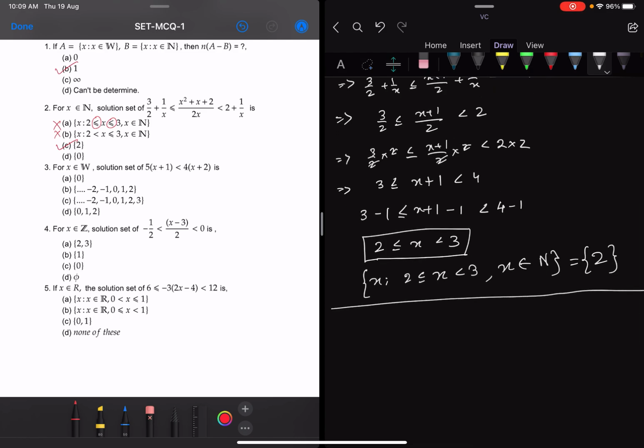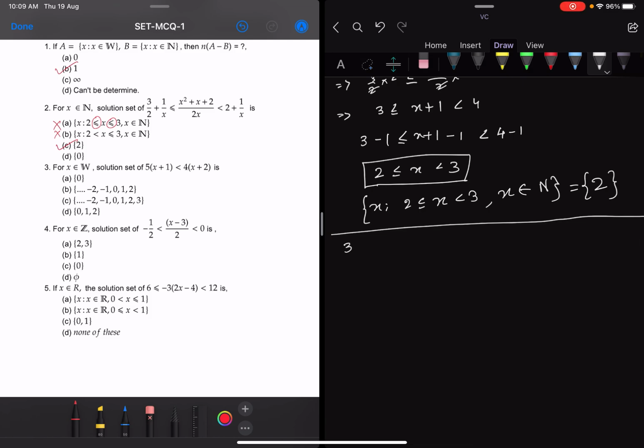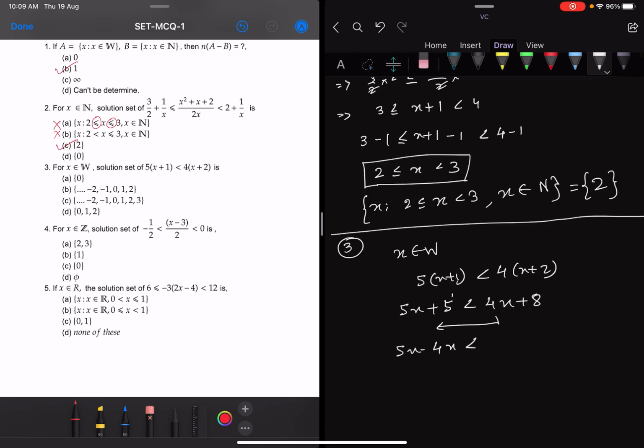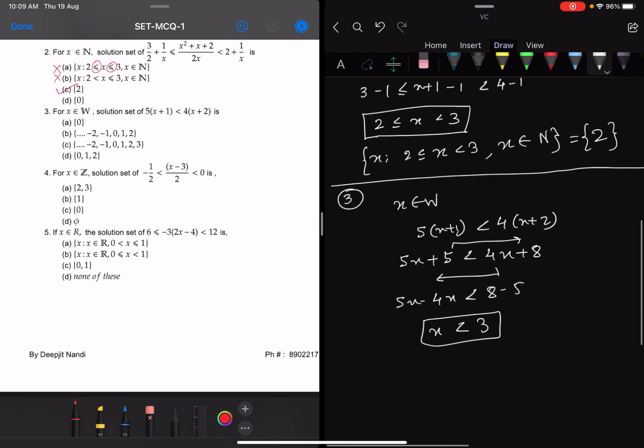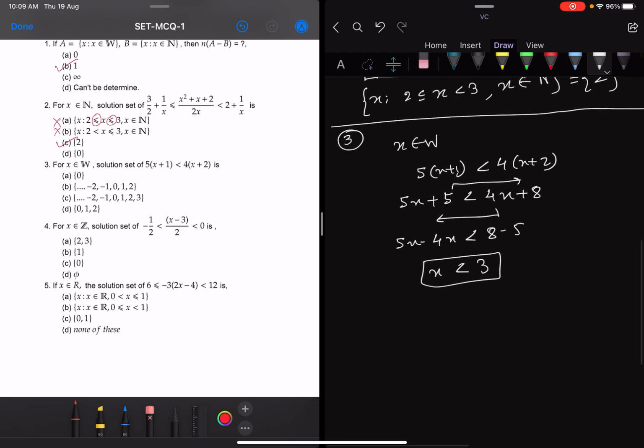The next part is 3. x belongs to whole number, and 5 into x plus 1 less than 4 into x plus 2. Okay, 5 into x plus 5 less than 4x plus 8. If we subtract 4x from 5x, that means 5x minus 4x less than, and 5 from 8, that means 8 minus 5. It is x less than 3. Clear? This is x less than 3.